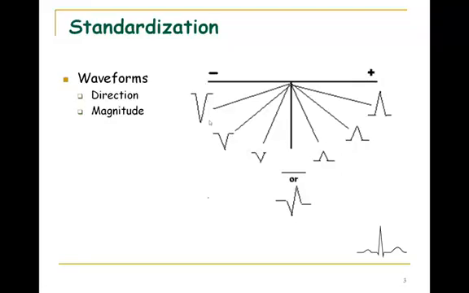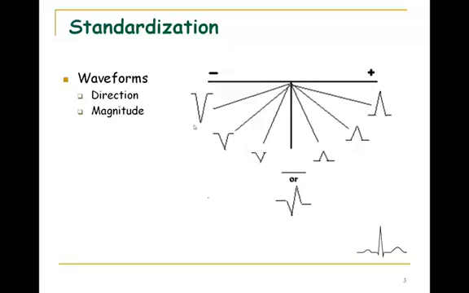Well, it so happens, and this is an ECG rule, that if the net electrical current in the heart is moving towards a positive electrode, you will see an upwards deflection. So if this current is flowing towards the positive recording electrode, you will see an upwards deflection. If the electrical current is moving away from that positive recording electrode, towards the negative, you will see a downwards deflection.